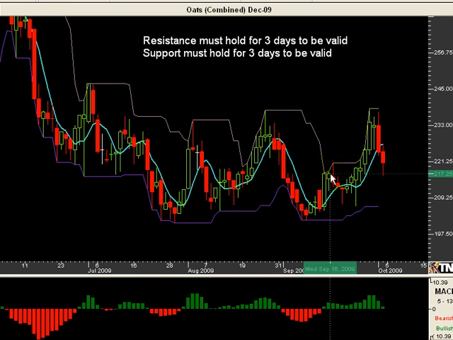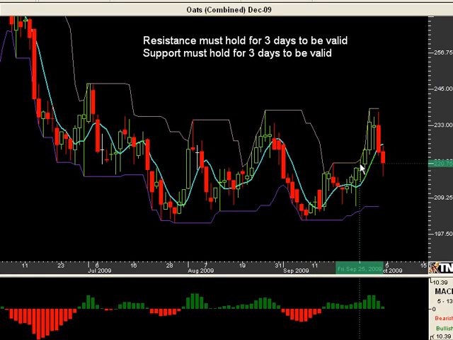So for instance, back here, we would not have taken this breakout because this price had only held for 2 days. It did not hold for 3 days. It actually broke out on the 3rd day. Similarly, we would not have sold this price here because even though our channel was up here, this price had not held for 3 days yet.